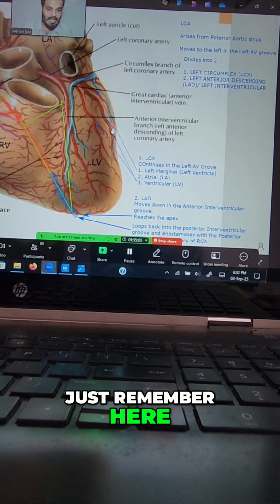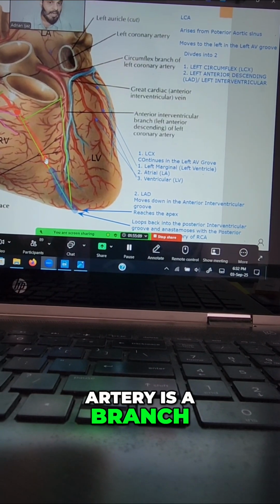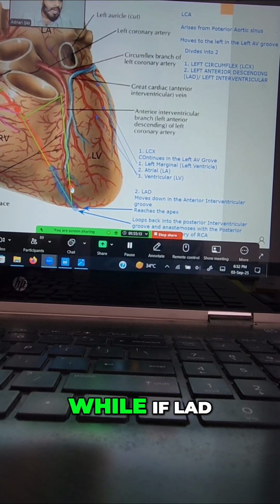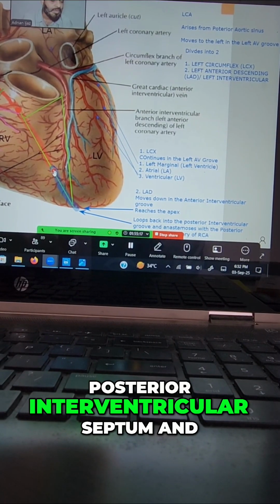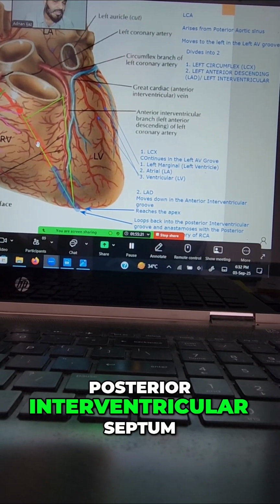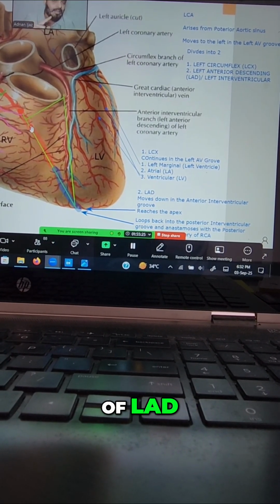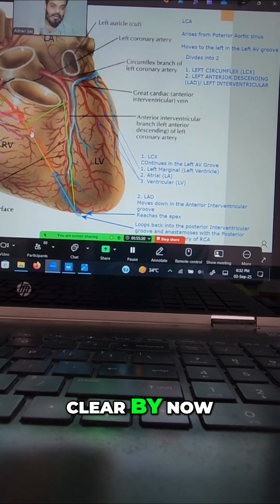Just remember here, if this posterior interventricular artery is a branch of the right coronary artery, it will be known as right dominance. While if the LAD, the left anterior descending artery, goes back in the posterior interventricular septum and ascends up in the posterior interventricular septum, and this posterior interventricular artery is a continuation of the LAD, then it will be known as left dominance. So are you clear by now?